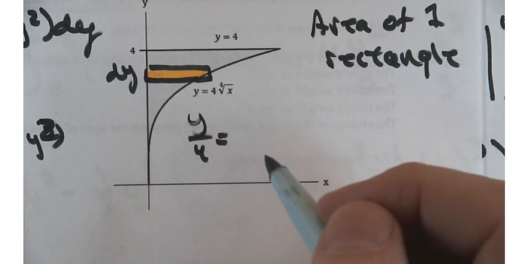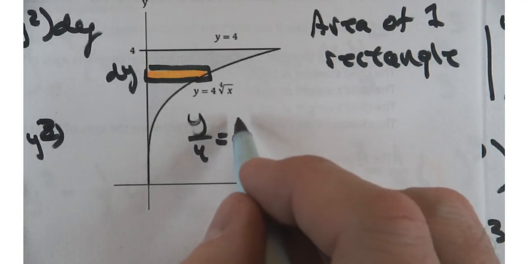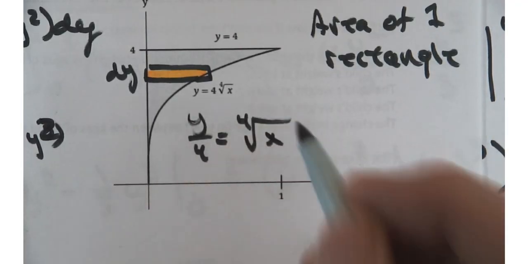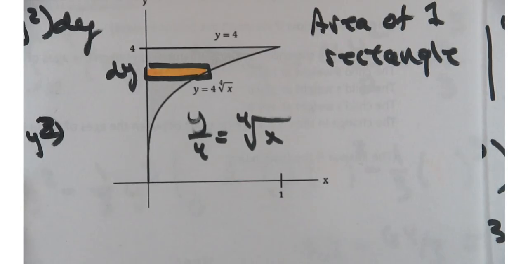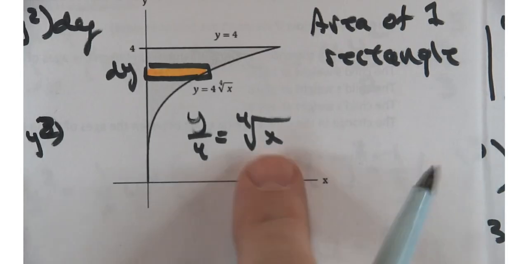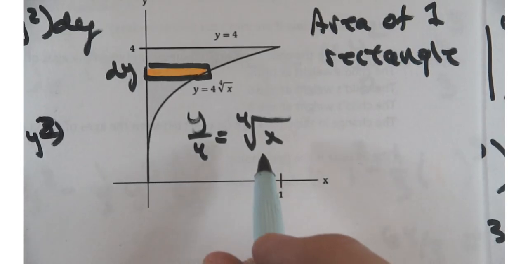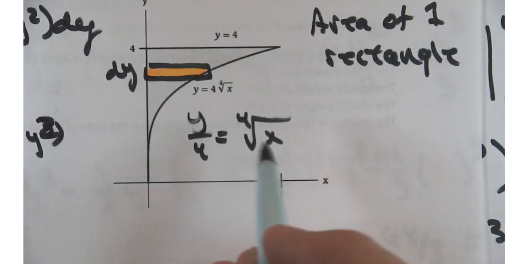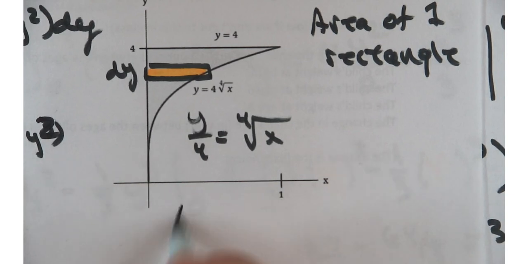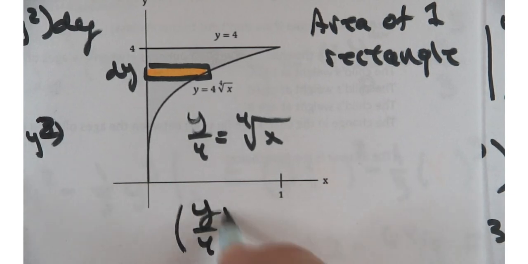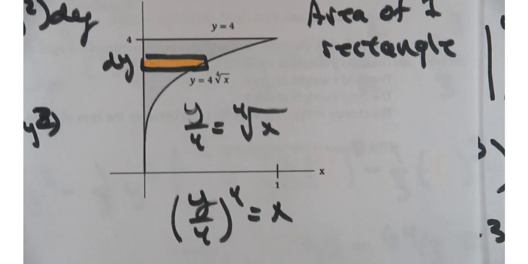Yeah, we're hearing some thunder here because the math gods are mad at me. How would you get x by itself? What do you need to do? You need to raise both sides to the 4th power. So you're going to get y over 4 to the 4th power equals x.